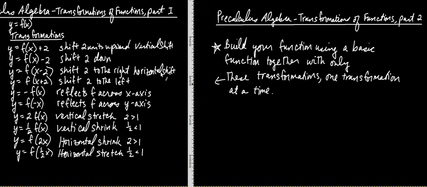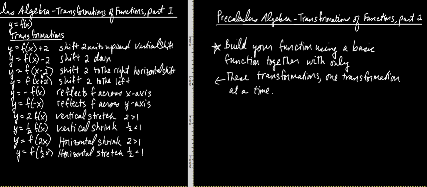So let me remind you, last time in Transformations of Functions Part 1, we listed our 10 transformations. So given a function f of x, these were our transformations. If you add a positive constant, in this case I give the example of adding 2, the effect is shifting the graph up 2 units. If you subtract a positive constant, you shift down.